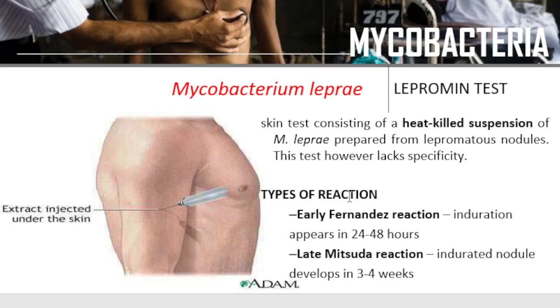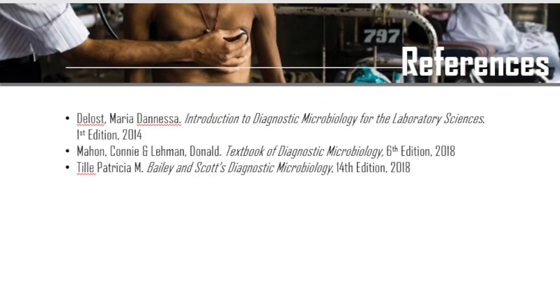So, what are the reactions of the lepromin test? The early Fernandez reaction, wherein the nodule appears in 24 to 48 hours. And we also have the late Mitsuda reaction, wherein the nodule develops in 3 to 4 weeks. Okay, so that takes longer, 3 to 4 weeks. And again, this lepromin test lacks specificity for Mycobacterium leprae. Okay, and so that's it.